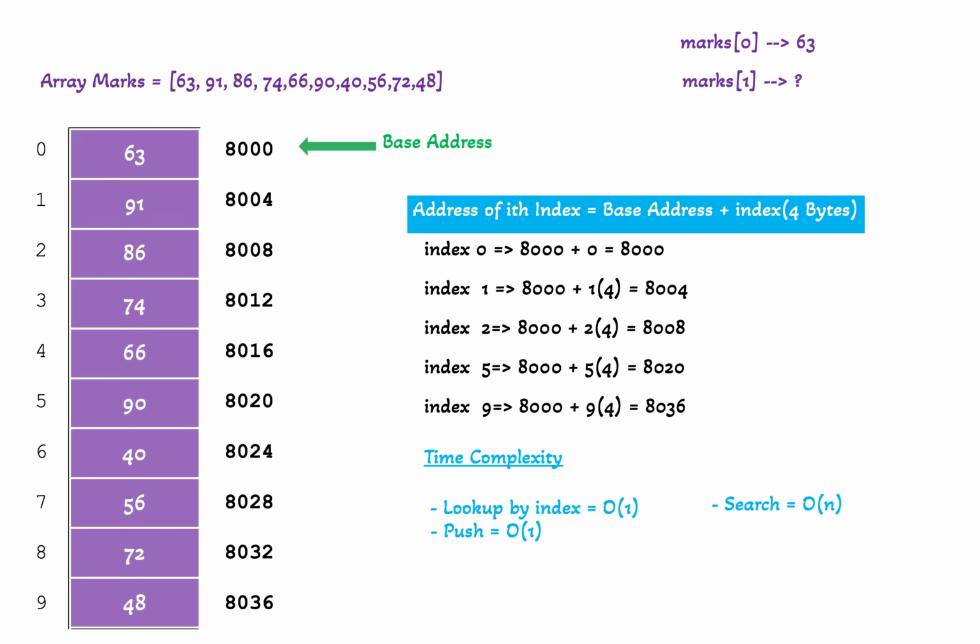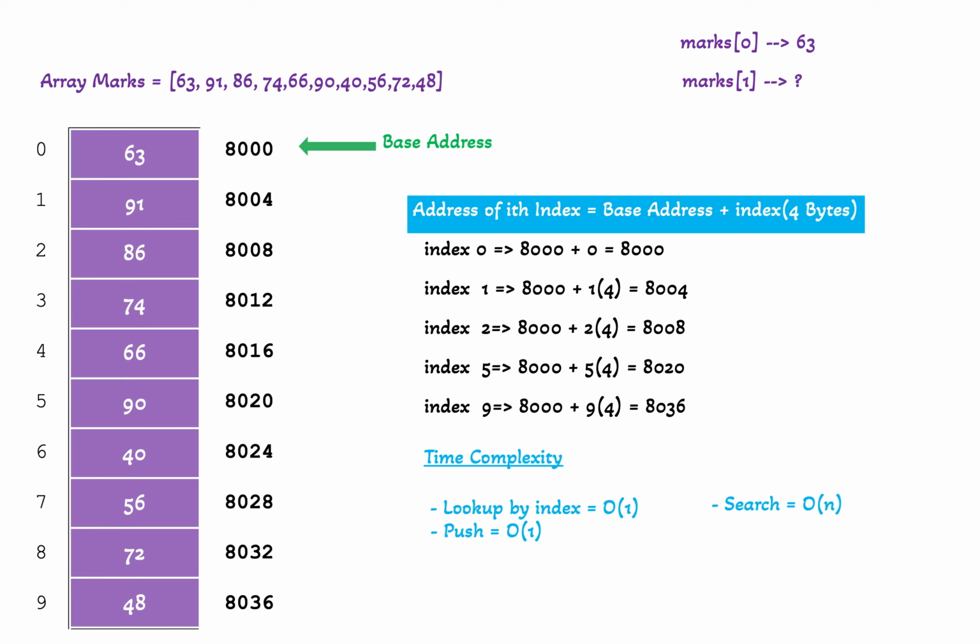The time complexity of the push operation, which is inserting an element at the end or any given index, is O of 1. Because we just want to insert the element at that particular address, and from the formula we can find the address easily. So it's O of 1. It is constant time.